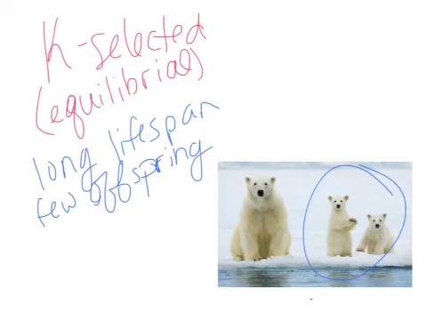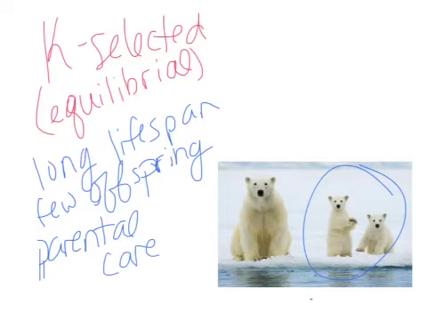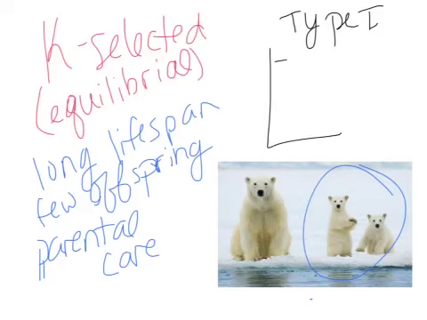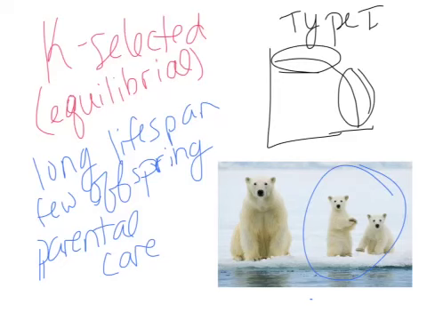Okay. They also have a significant amount of parental care. They invest resources in their offspring to ensure their survival, so they have a low death rate. Remember, again, on our survivorship curves, this would be a type 1 survivorship, the kind where initially there's very low death rate until they get old, and then you start to see a relatively rapid decline.